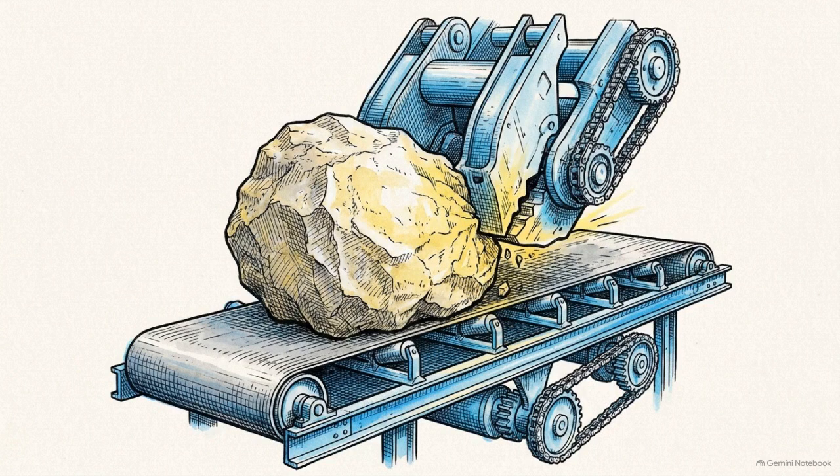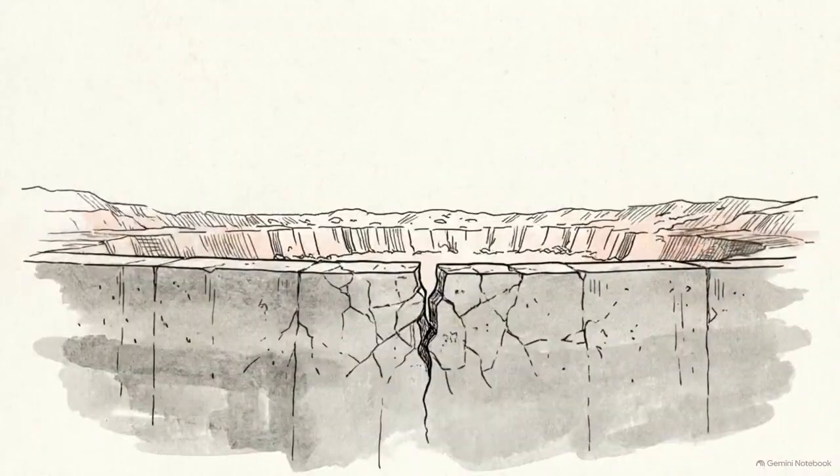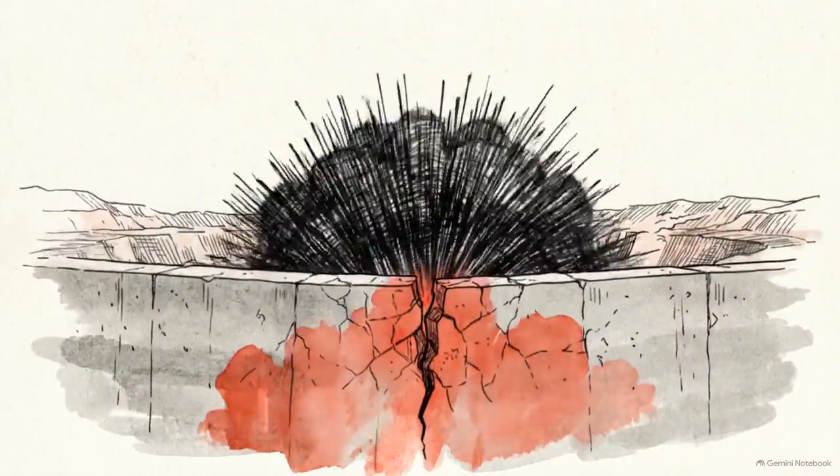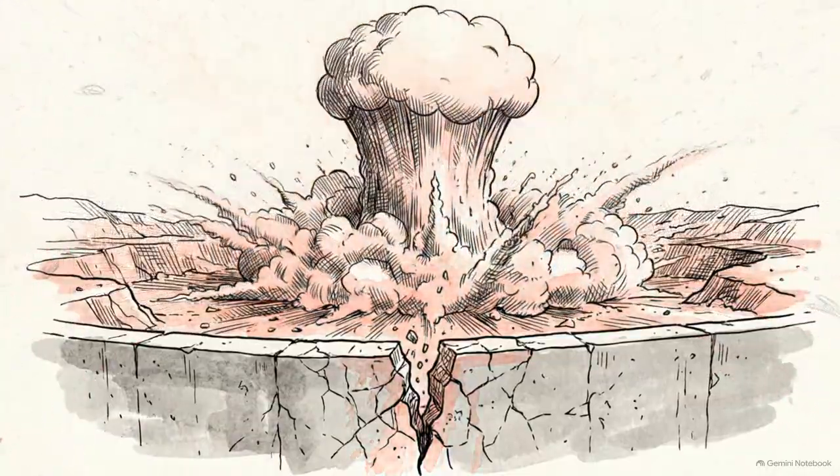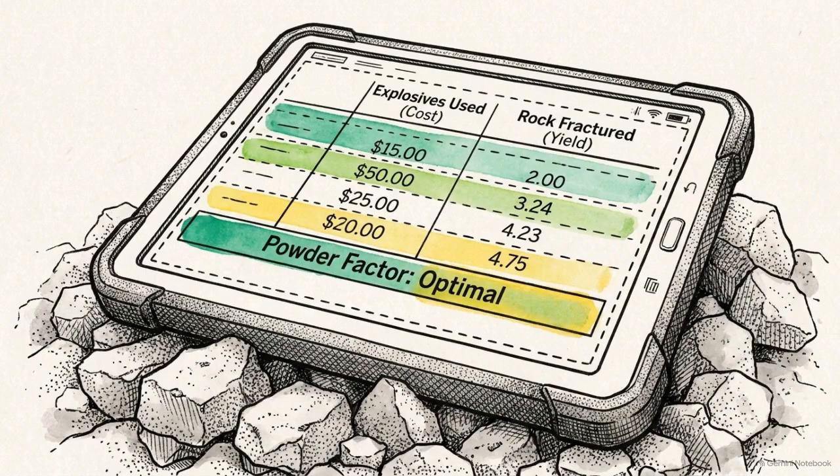A powder factor that is too low results in oversized boulders that stall loading and crushing equipment. If it is too high, it leads to wasted capital, excessive dust, and regulatory breaches from ground vibration. Powder factor is the ultimate ledger, proving whether the engineer successfully balanced chemical power against the physical resistance of the rock.